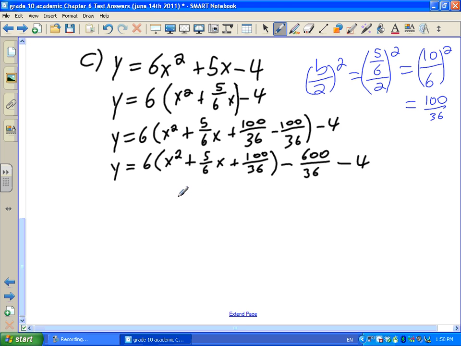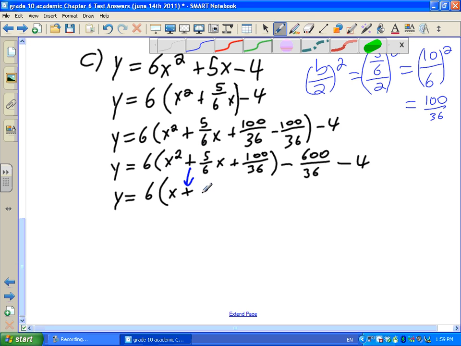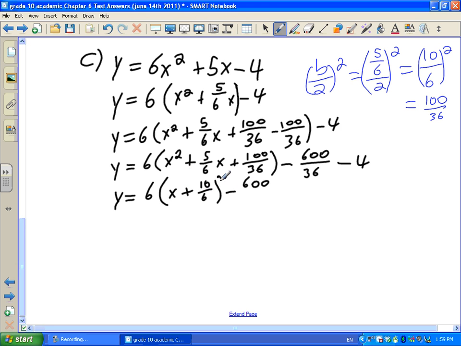Now, we're going to eventually put things to common denominators, but before we do that, I'm going to factor my brackets. I need to find the square root of the first and the last term, and put it into a single bracket on the next line. Y is equal to 6, and then the square root of x squared is x. And we take the plus sign from above, the plus in front of the 5 over 6. And, yes, 10 over 6. See how much easier it is when you use fractions? End bracket squared.